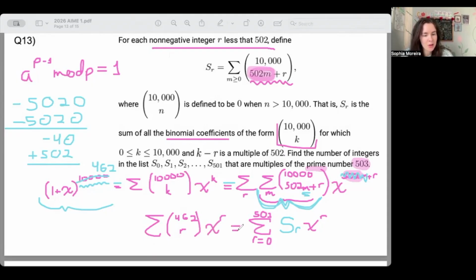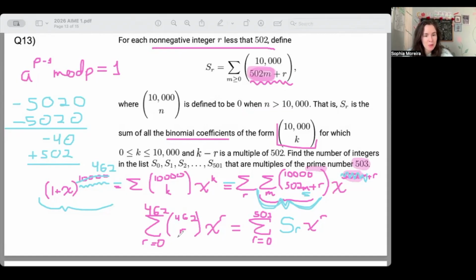and these summations are going to be equivalent. Now, based on the structure of this thing, we might be saying, well, R can only go up to 462, and that's true. But even if we were to define it to go up to 501, just for consistency on both sides of the equation, this thing is defined to be zero when the bottom part exceeds the top.